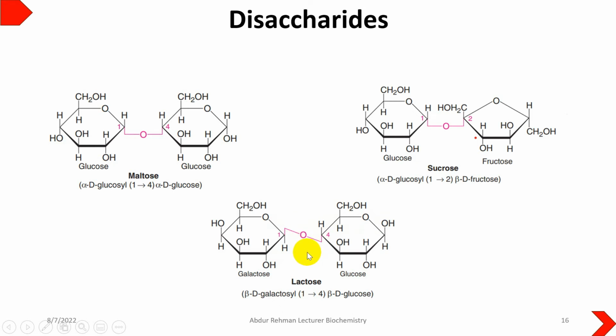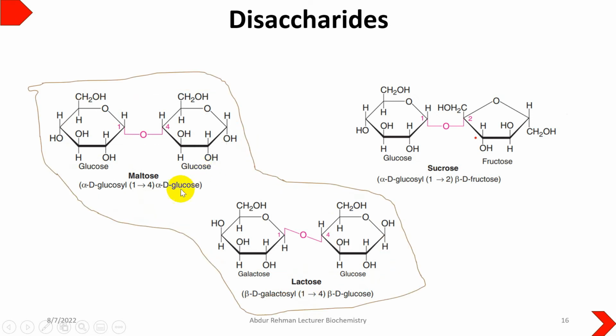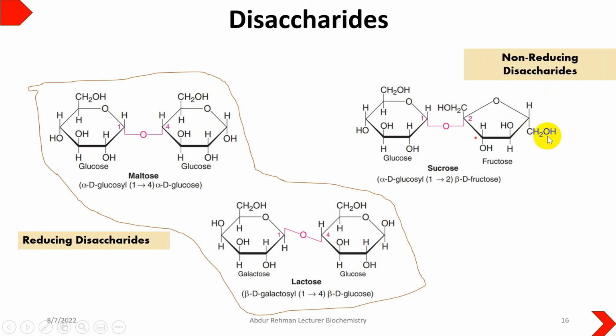Lactose is clinically significant because many infants have lactose intolerance due to deficiency of the lactase enzyme, which is overcome by lactose-free milk. Finally, a point to remember about disaccharides is that maltose and lactose are reducing disaccharides, because if you see, they have a free aldehyde or keto group at one end. However, there is no free aldehyde or keto group in this molecule of sucrose, so it is a non-reducing disaccharide.